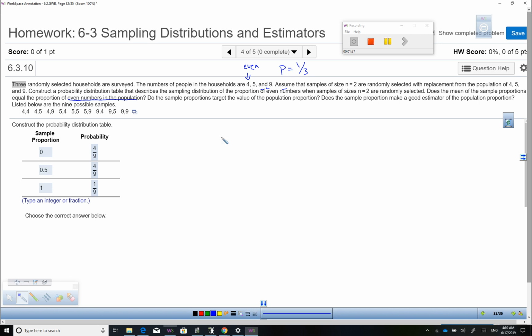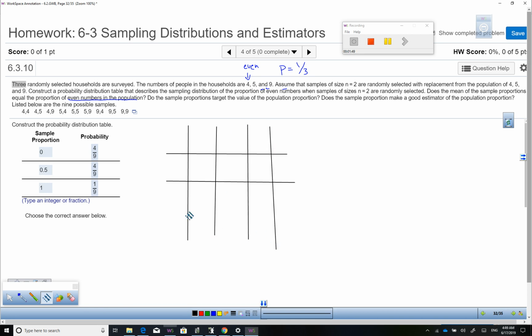And we need to find the proportion of each one of the groups, each one of these samples. So we set up a table just the same way we have done it so far in each problem. I'll use this symbol, the p hat, for sample proportions. Okay, so we have the numbers 4, 5, and 9, 4, 5, and 9.